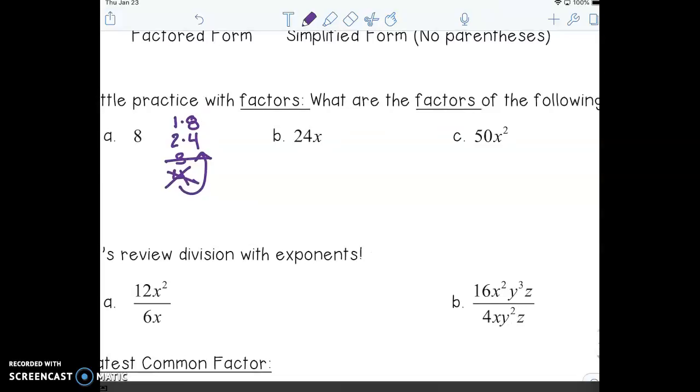So I'm going to do that again. 1 times 24 makes 24. 2 times 12 makes 24. 3 times 8 makes 24. 4 times 6 makes 24. 5 doesn't. 6 tells me I'm done because it matches. But I also need to write one extra thing here. And I also need to know that the x is a factor.